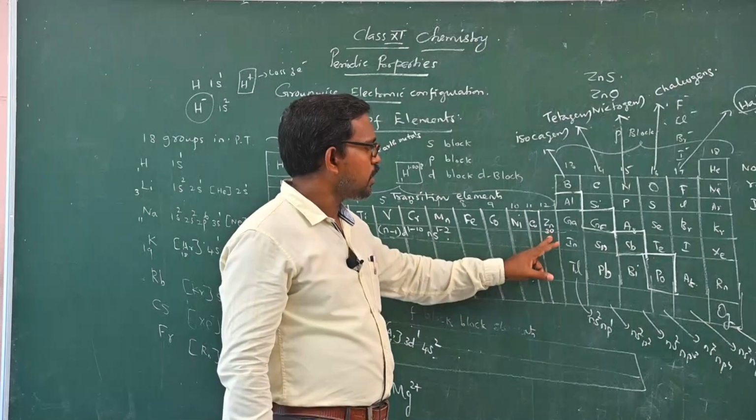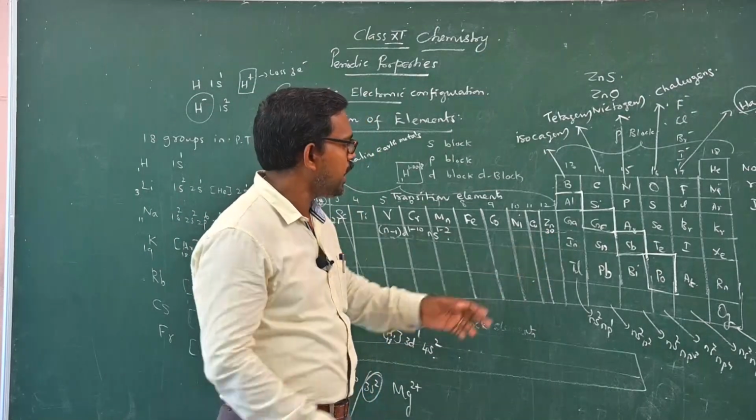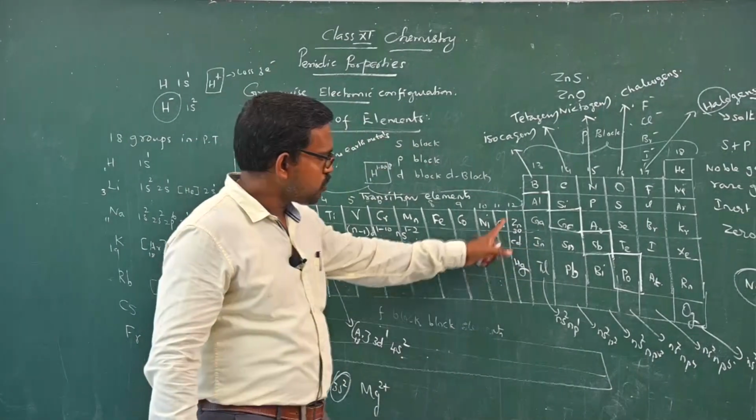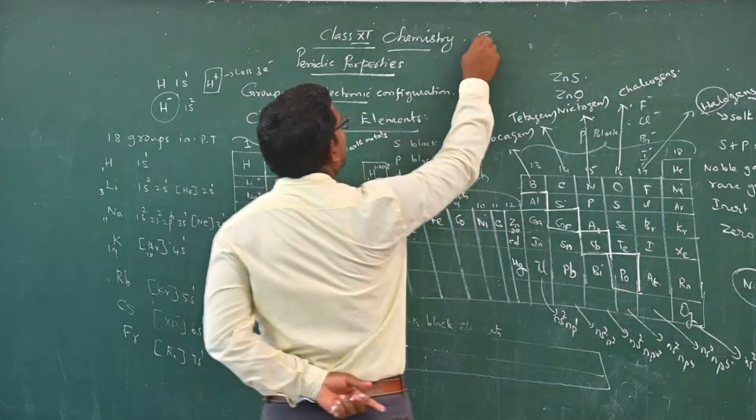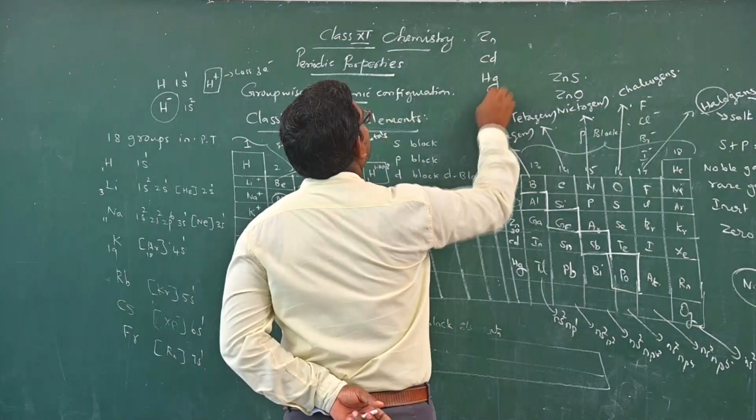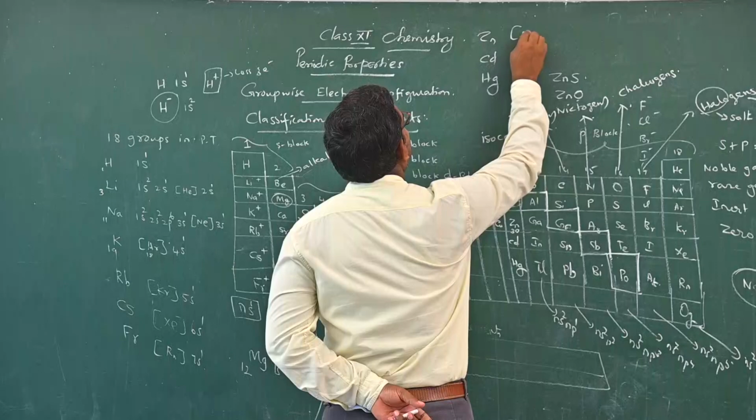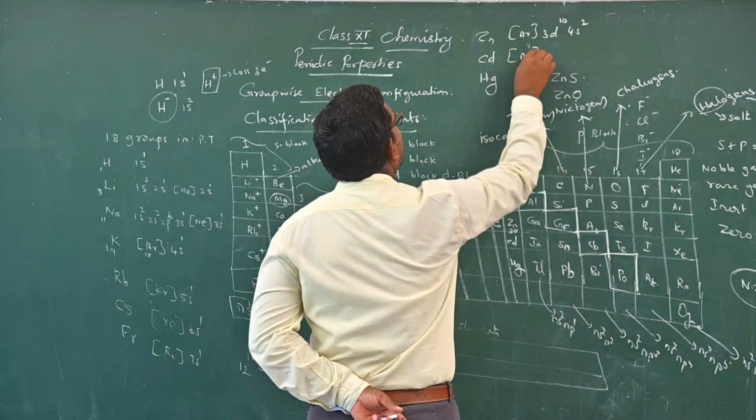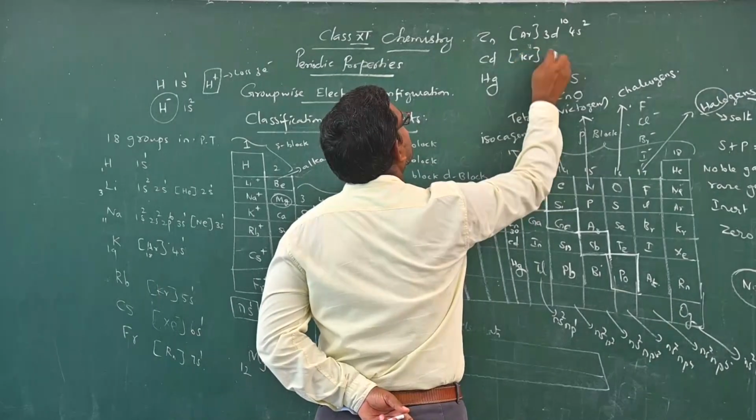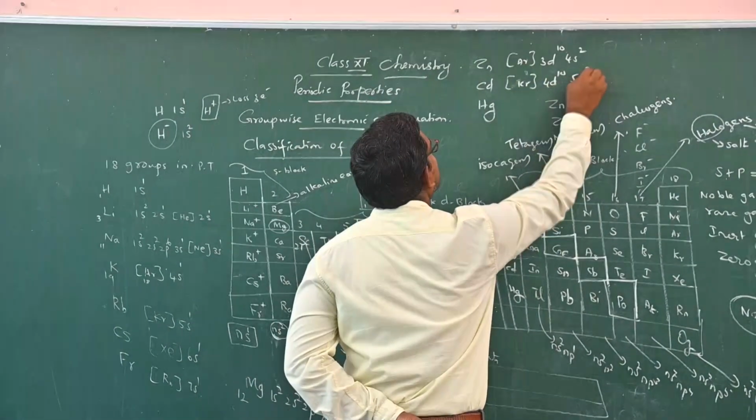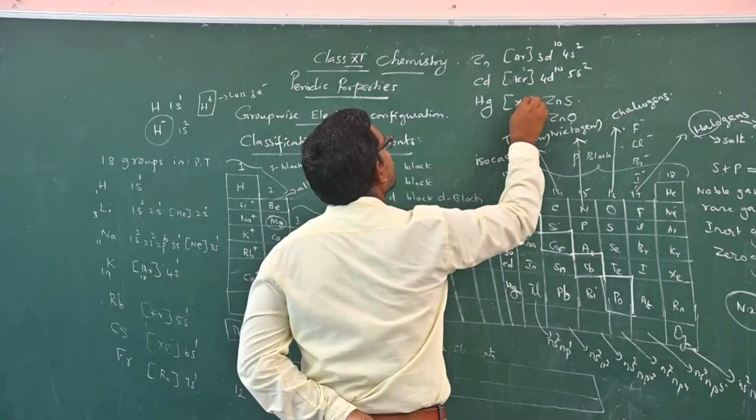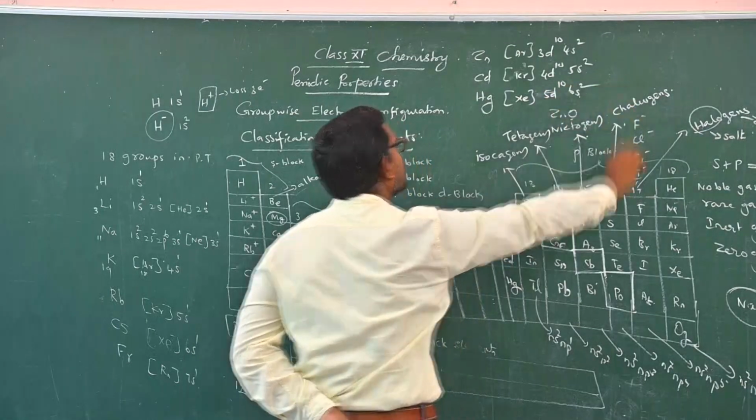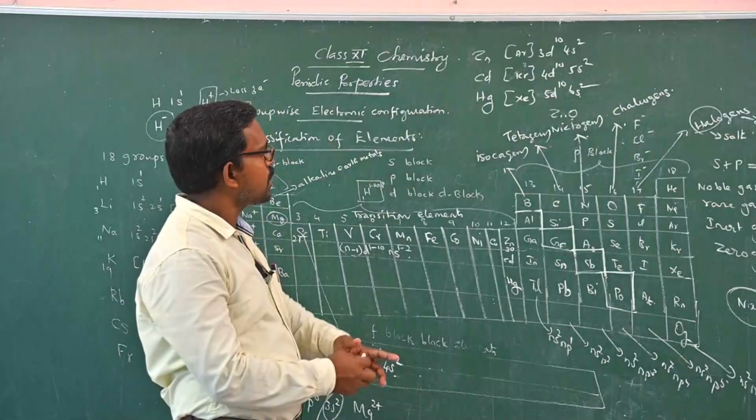Look at the last, the group 12 elements: zinc, cadmium and mercury. Configuration of zinc: argon 3d10 4s2. Configuration of cadmium: krypton 4d10 5s2. Configuration of mercury: xenon 5d10 6s2. Look at the electronic configuration of these elements.